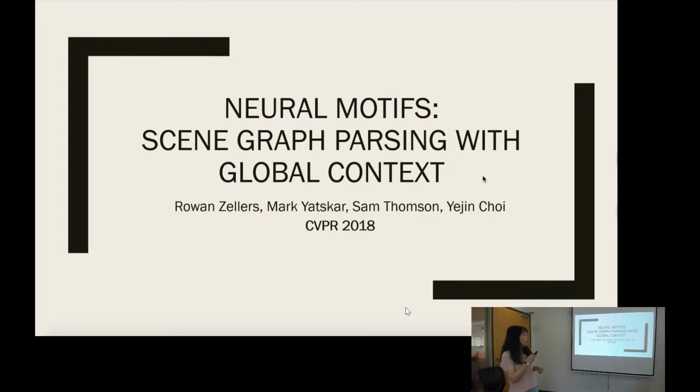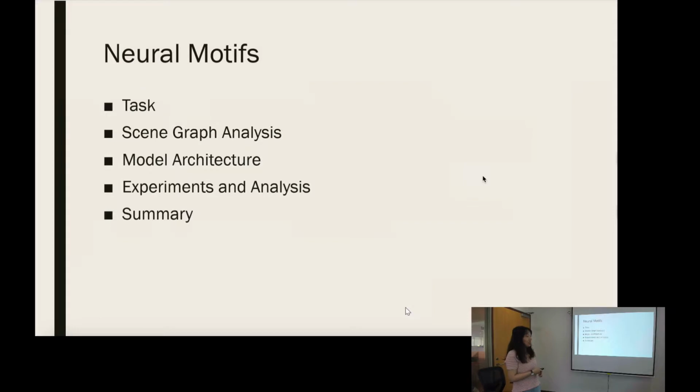So today I'm going to present this paper, Neural Motifs: Scene Graph Parsing with Global Context from CVPR 2018. This is the outline I'm going to take today. We start from the task, do some analysis of the scene graph and the model architecture, then follow with the experiments, analysis, and the summary.